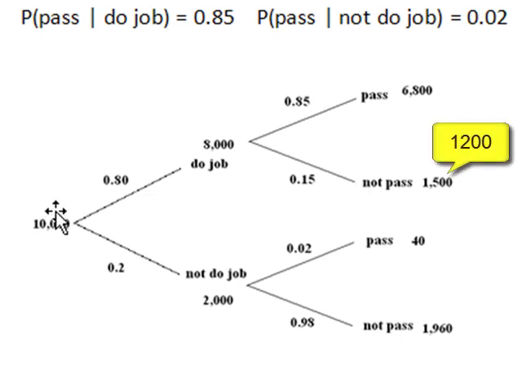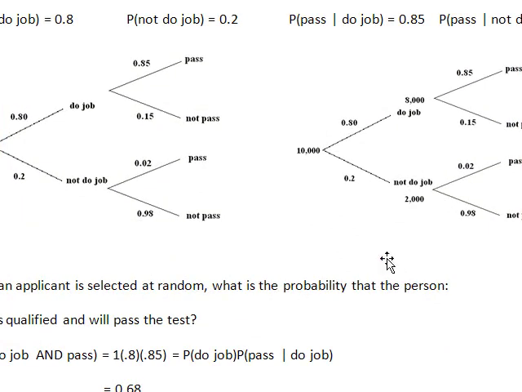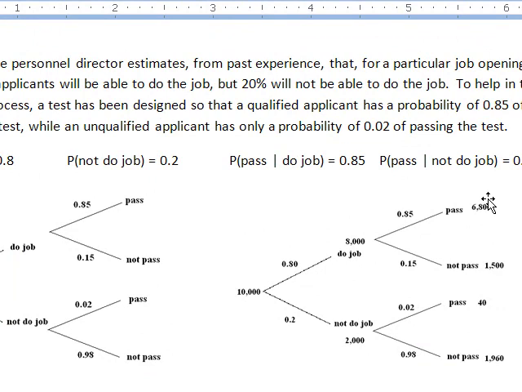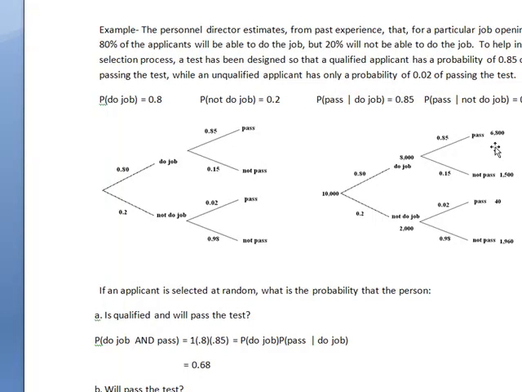10,000 times 80% is 8,000, and then 8,000 times 85% is the 6,800. So what's the probability of do job and pass? Well, if I follow these steps and lead it to the end, it turns out that 6,800 out of 10,000 will be able to do both. Anybody here pass through do job and pass the test. 6,800 people did that. 6,800 divided by the total of 10,000. What does that number give me? 68%.